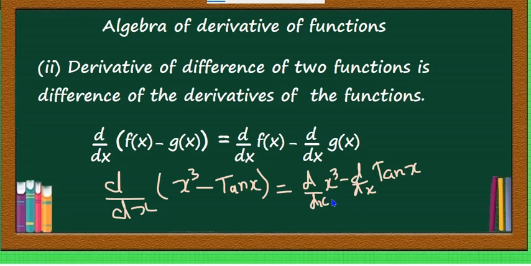And what is d by dx of x cube? That is 3x square. And what is the derivative of tan x? The derivative of tan x is sec square x. And this is the answer for this problem.